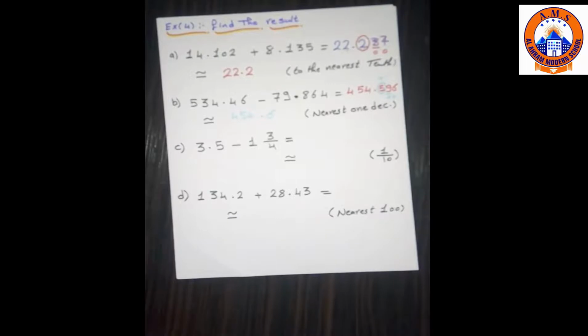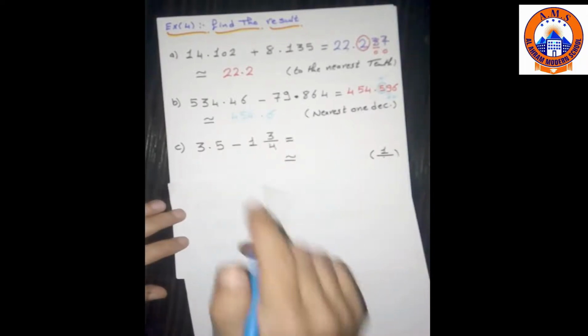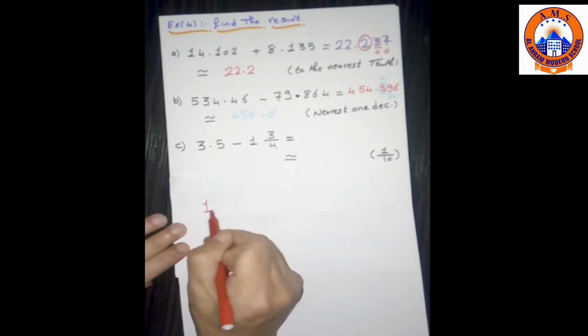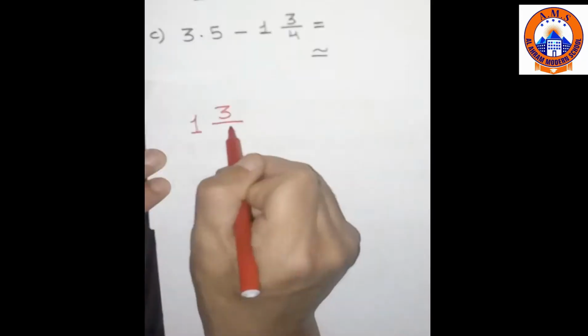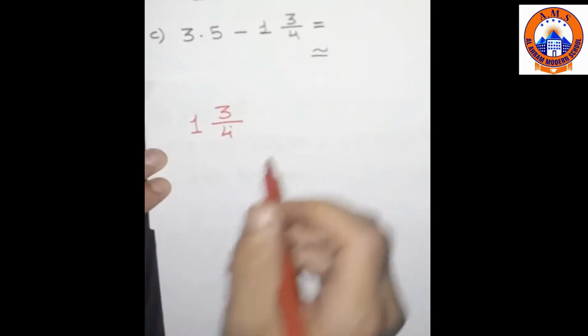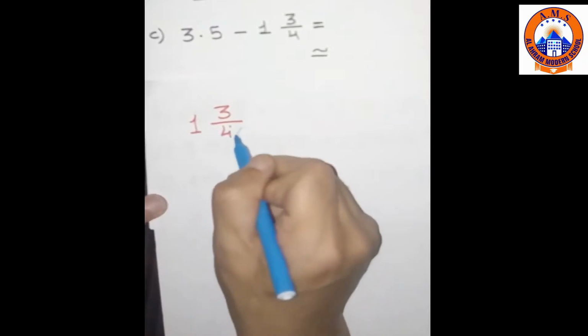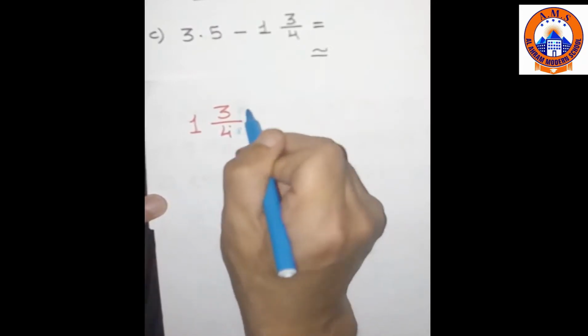We want to subtract 3.5 minus 1 3/4. To subtract this, first, I'm gonna change 1 3/4 into a decimal. As you remember, if you have a mixed number like this and you want to turn it into a decimal number, you will search for its friend. The friend of 4 is 25, and then multiply upwards the same number, 25.